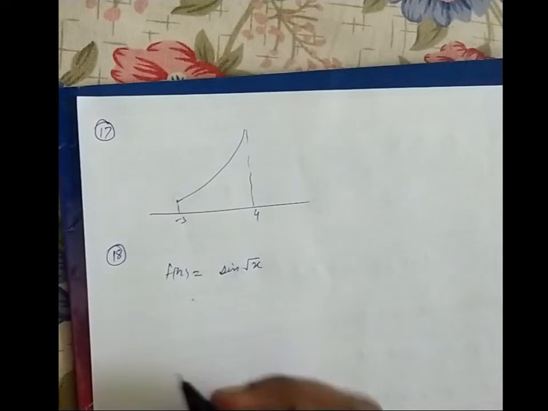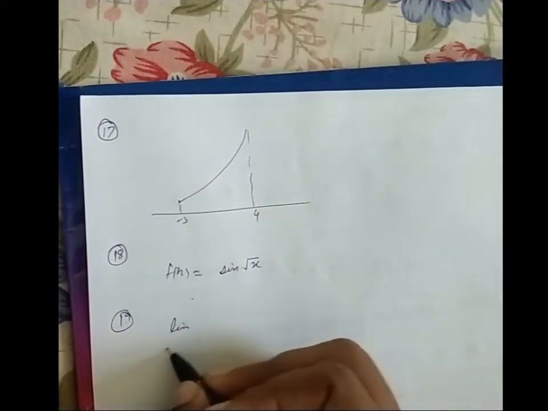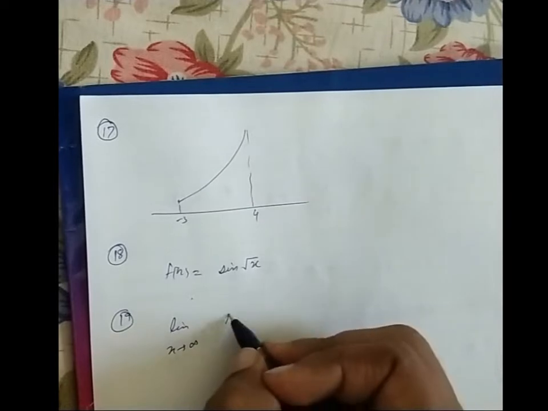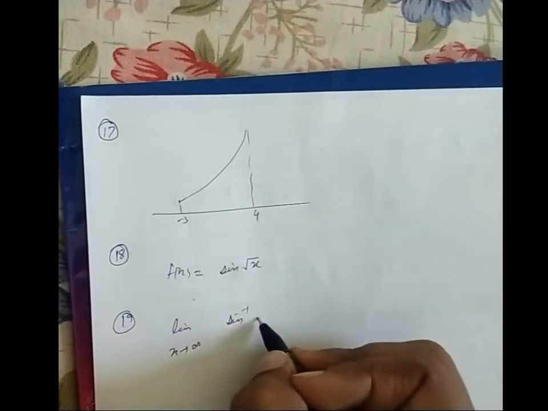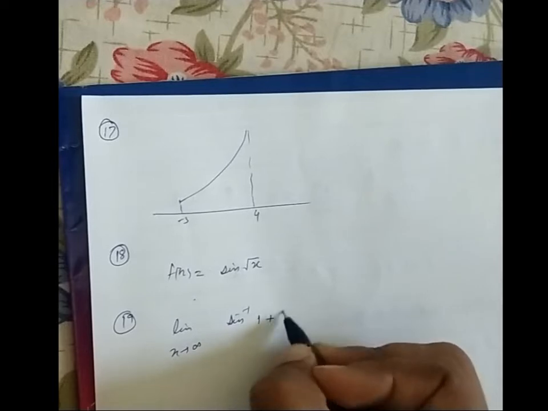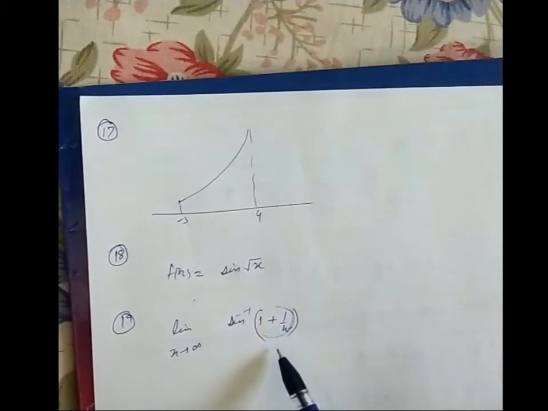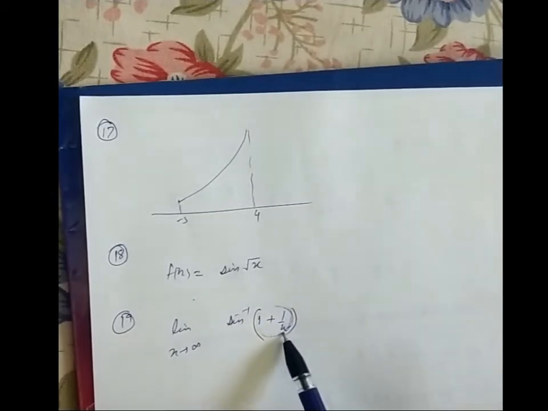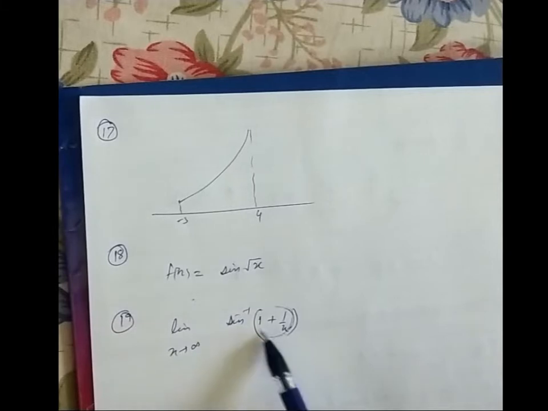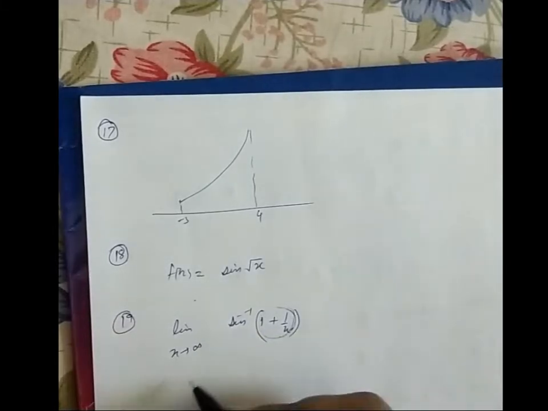Let's solve part C. For the C part, the limit as x tends to infinity of sine inverse of (1 plus 1 by x). If x tends to infinity, this is always greater than 1. If this is greater than 1, then it is not in the domain of sine inverse, hence this would not be defined.